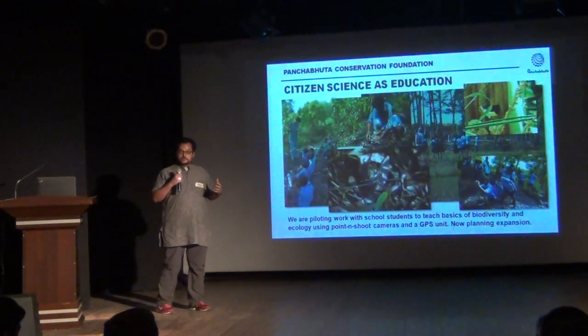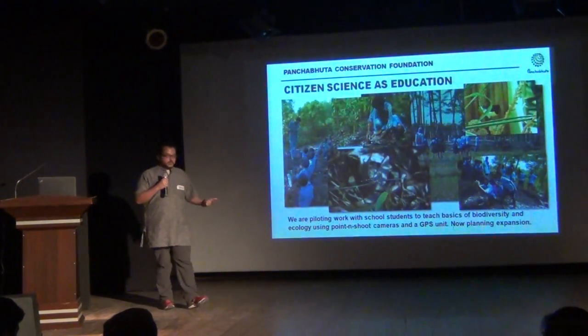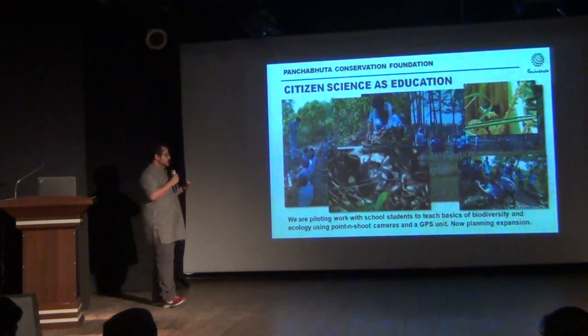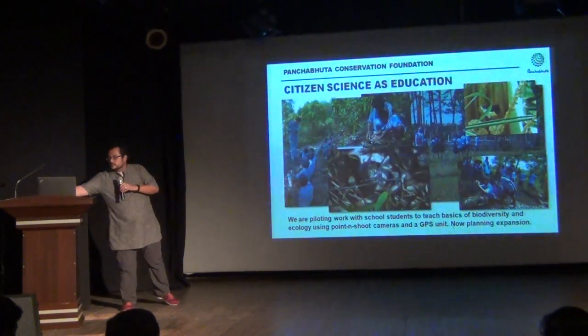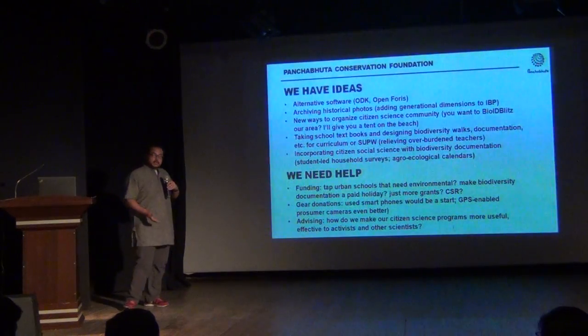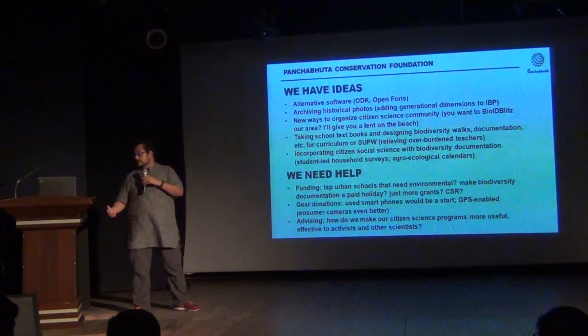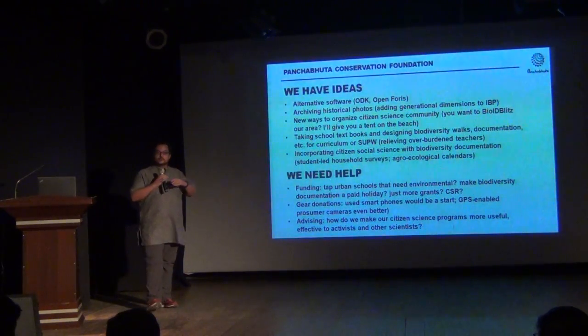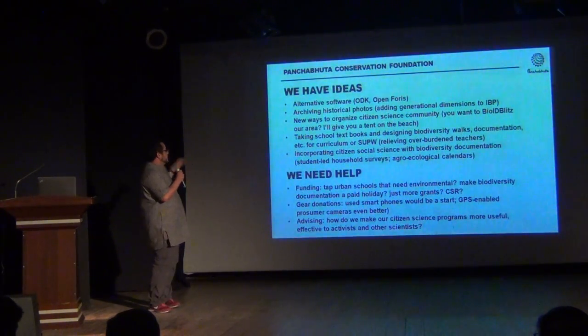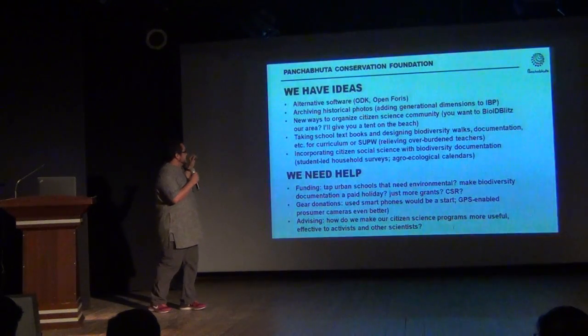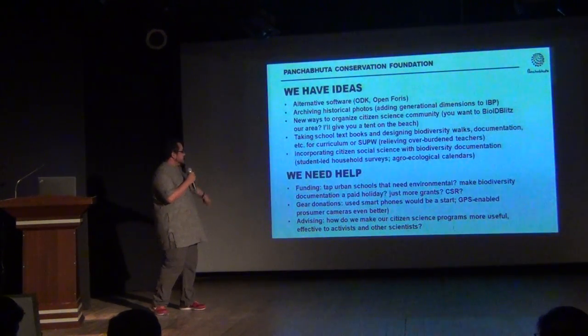We do social ecology research generally, so I have a project on medicinal plants, I have a project on mangroves, and we're trying to see how we can integrate those as well into IBP. We have other ideas. I use ODK, Open Data Kit, for anybody who knows what that is. We're exploring open forests, we're looking at archiving historical photos, and there's some other stuff up there, and we need help.